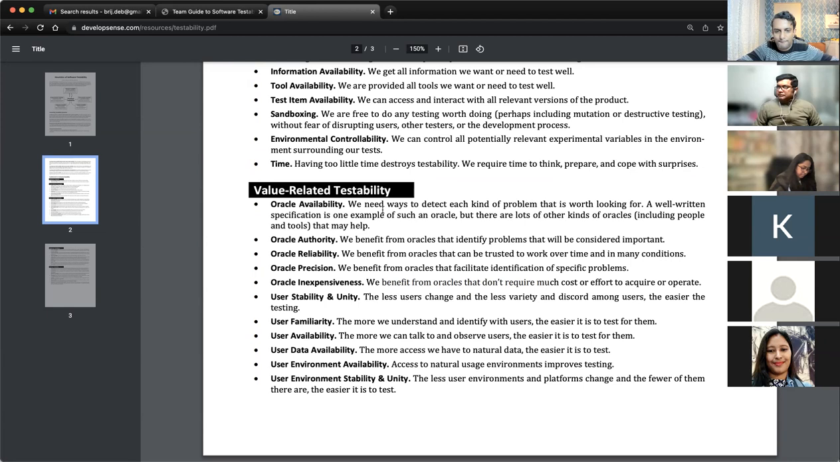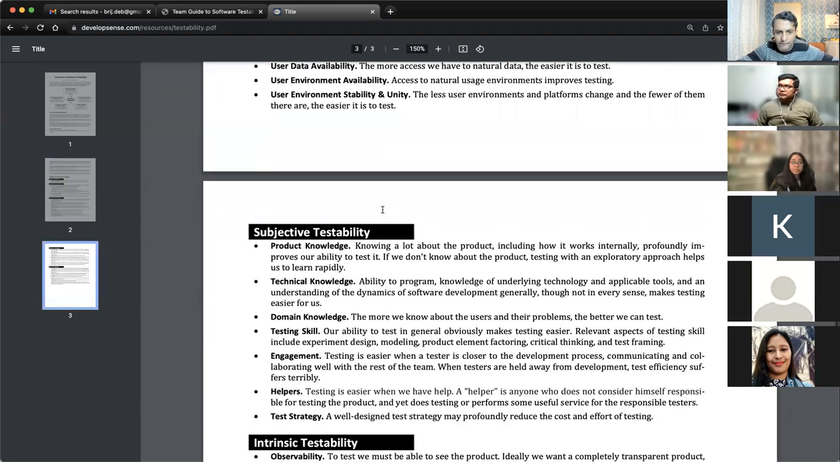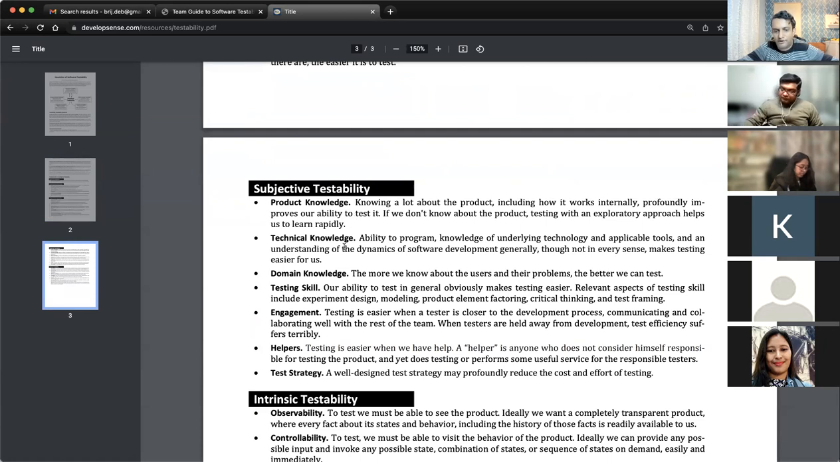Do we have authority in terms of the oracle, the usability, the stability and unity, user familiarity? Coming to the situation that I was talking about, if the user is not able to use a particular application at all, then what do we make out of it? That's where user familiarity is a very interesting aspect. And then, of course, looking further, we have subjective testability, where it's product knowledge, technical knowledge, domain knowledge, which are subjective things.